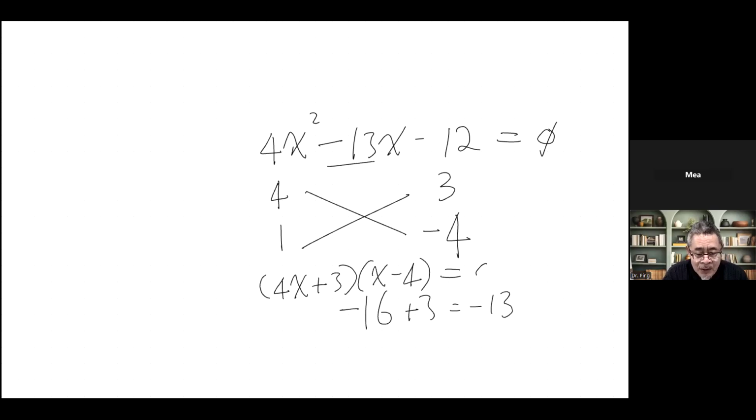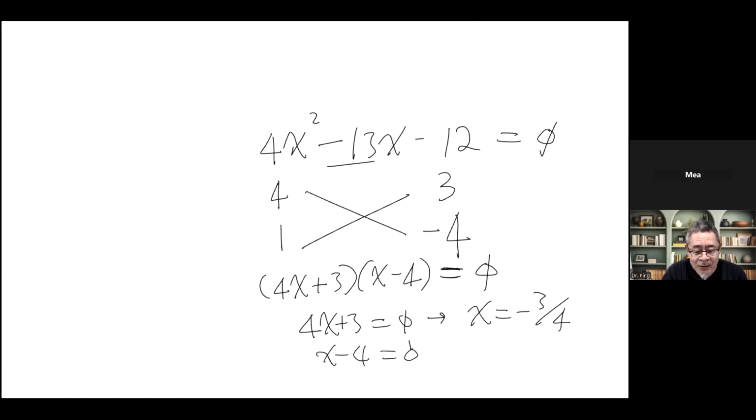So then, because of the zero product property, in order for this equation to be true, we have 4x plus 3 equal to 0. That gives us x is -3/4. Or x minus 4 equal to 0, then that gives us x equal to 4. Okay, very good.